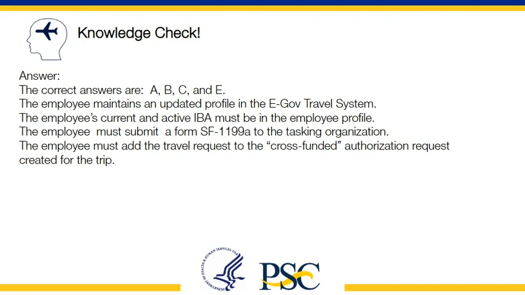The employee maintains an updated profile in the eGov travel system. The employee's current and active IBA must be in the employee profile. The employee must submit a Form SF-1199A to the tasking organization. The employee must add the travel request to the cross-funded authorization request created for the trip.